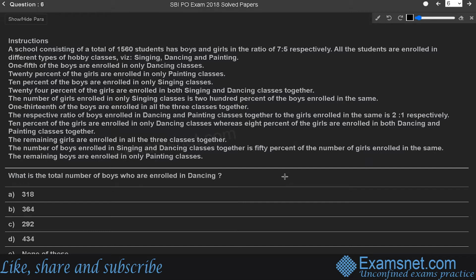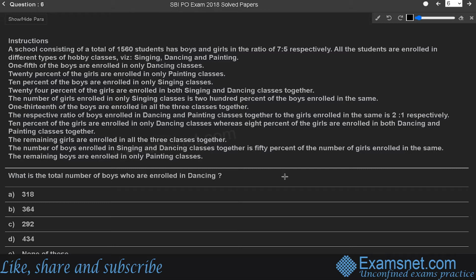1/13 of the boys are enrolled in all the three classes together. The respective ratio of boys enrolled in dancing and painting classes together to the girls enrolled in the same is 2:1 respectively. 10% of the girls are enrolled in only dancing classes, whereas 8% of the girls are enrolled in both dancing and painting classes together. The remaining girls are enrolled in all the three classes together.